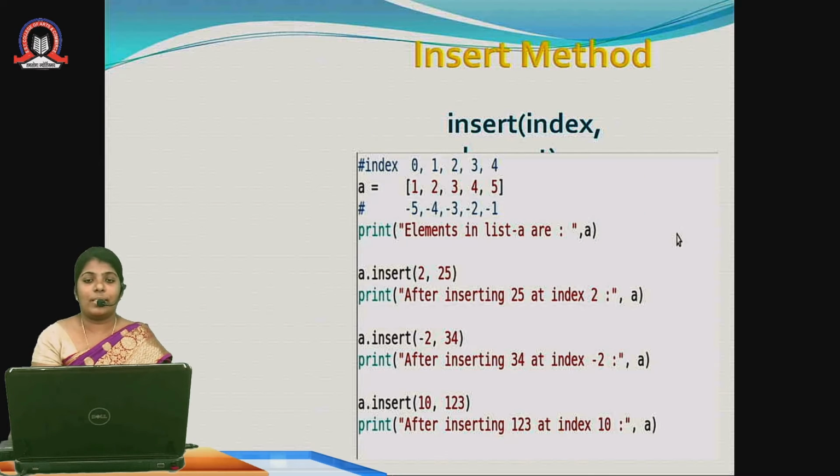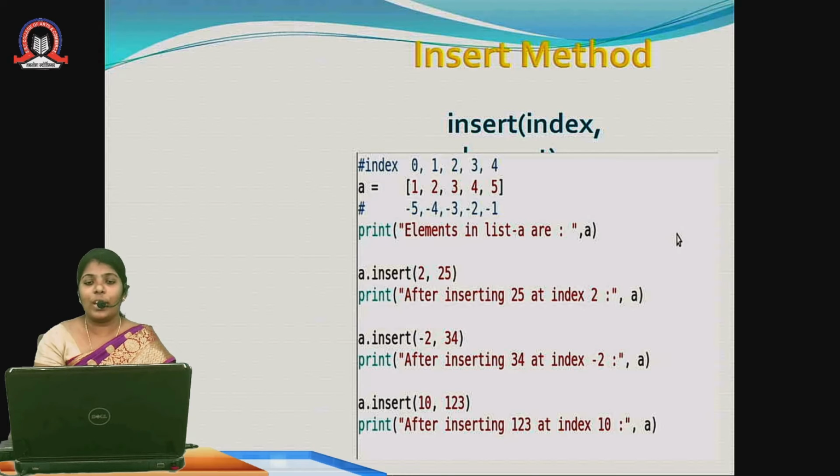So now next, the insert method. Append means you can add an element. Insert means you can insert the element in the given list. For that you want to give the index number. Index 0, 1, 2, 3, 4. Already we know in the list the first element will be at index 0, then index 1, 2, 3, like that. So you can insert the element based on the index.